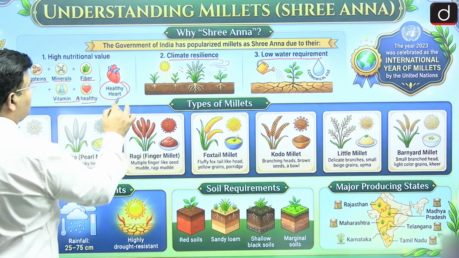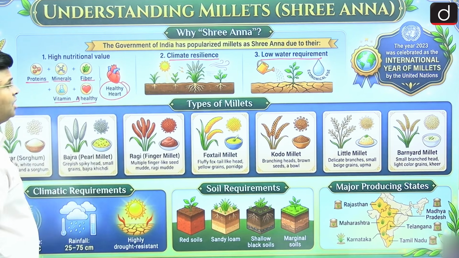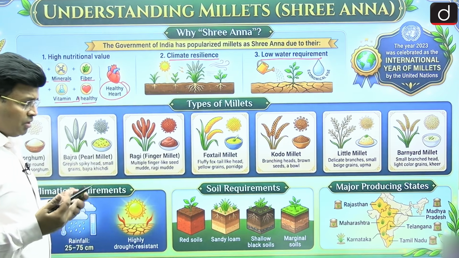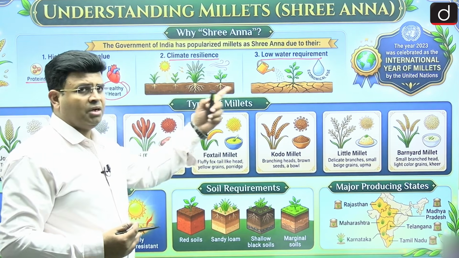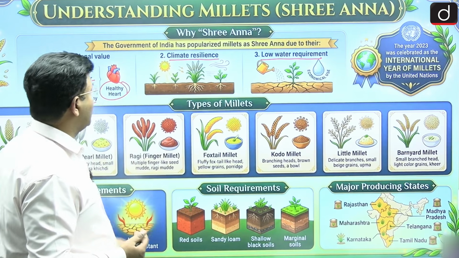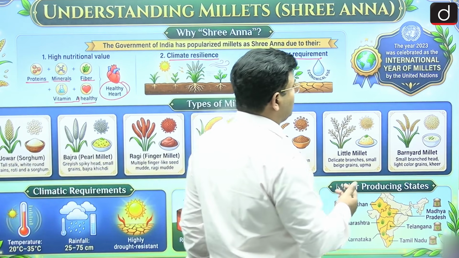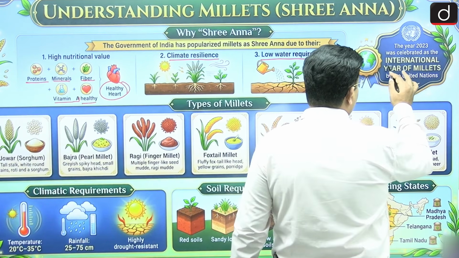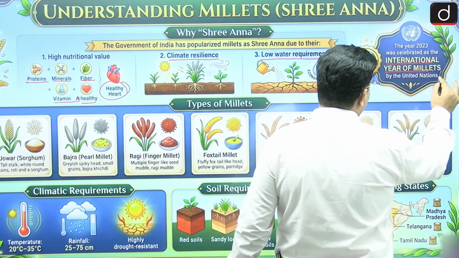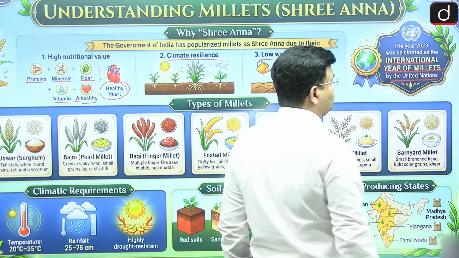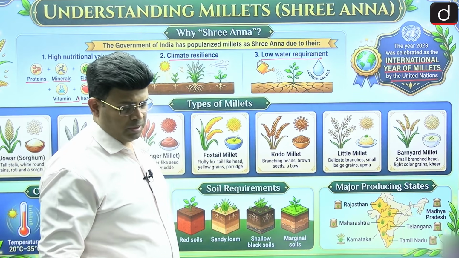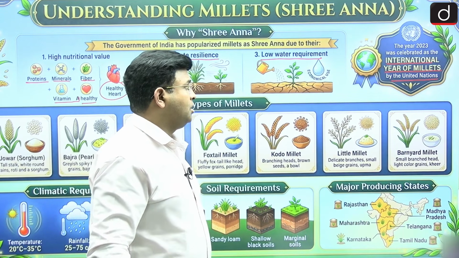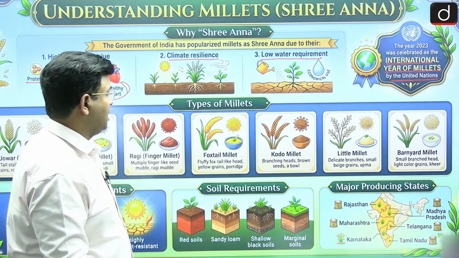It is good for our healthy heart. Can I say that it is Shree Anna? It is the grains of the God, Shree Anna. It needs low water, it is climate resilient, it has high nutritional value. So the year 2023 was celebrated as the International Year of Millets by the United Nations. Must remember that.